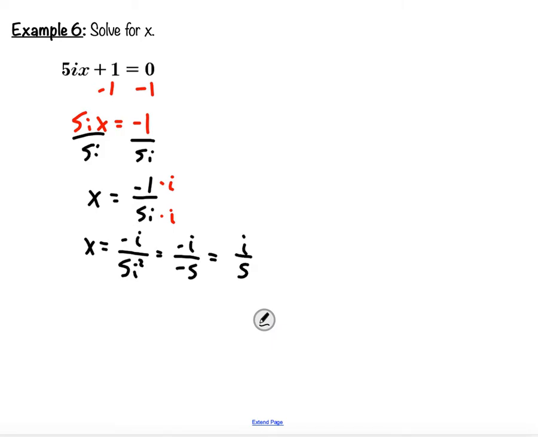And then some people like to write this as 1/5 i, or i over 5. It doesn't really matter. So either one of those works.